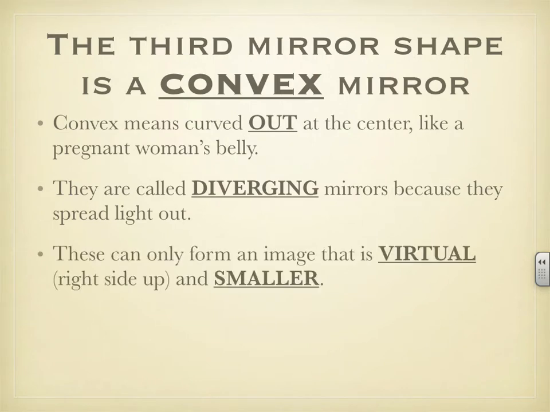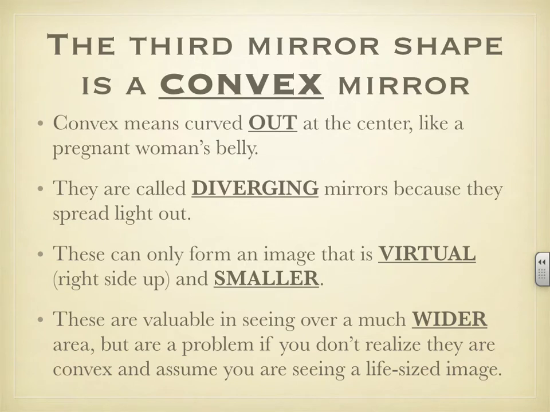Diverging mirrors, again, are convex. And these can only form one type of image, so they're really boring. The only image they can form is virtual, which means you're going to be right side up, and you're going to be smaller. How are these valuable? Well, they're valuable because we can see over a much wider area than you normally see. And so you see over a bigger area, but if you think it's a plane mirror, then you think, oh, that's farther away because it's smaller, and it's not really, and then you kill somebody.